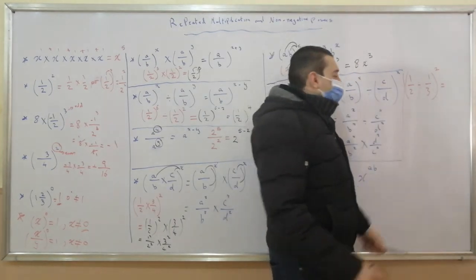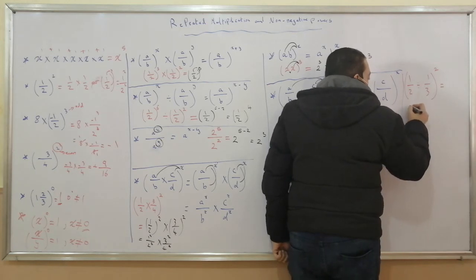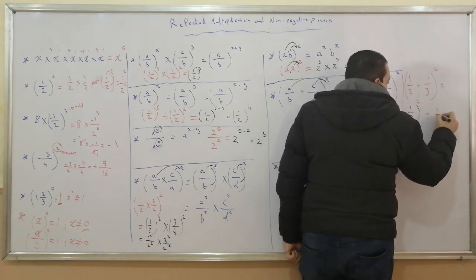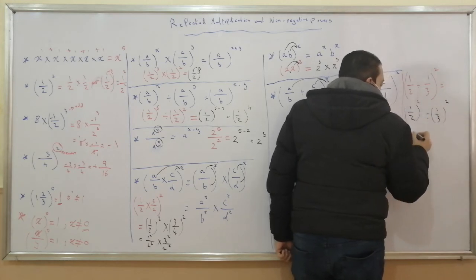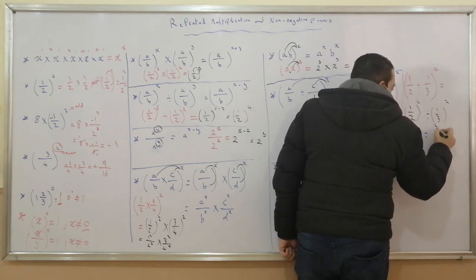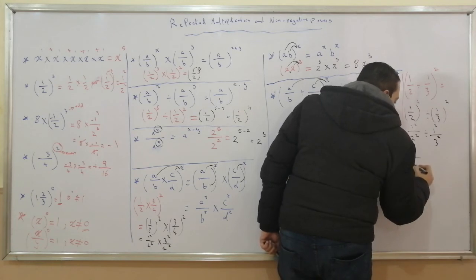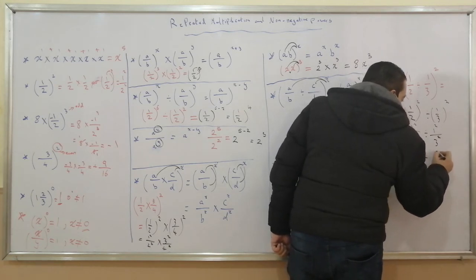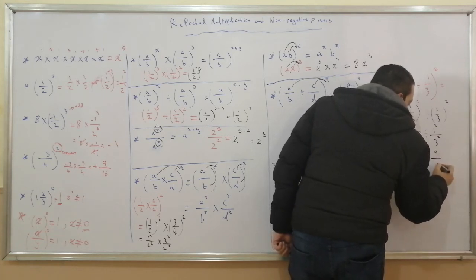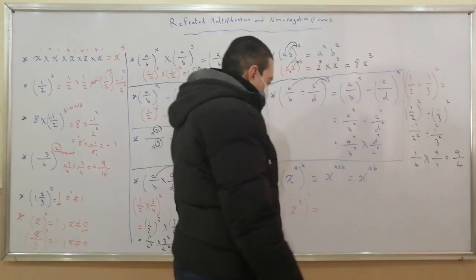And here is a simple example. Half divided by third all power 2 means 1 over 2 all power 2 divided by 1 over 3 all power 2, means 1 power 2 over 2 power 2 divided by 1 squared over 3 squared. This means 1 over 4 divided by 1 over 9, times 9 over 1. This means 9 over 4.